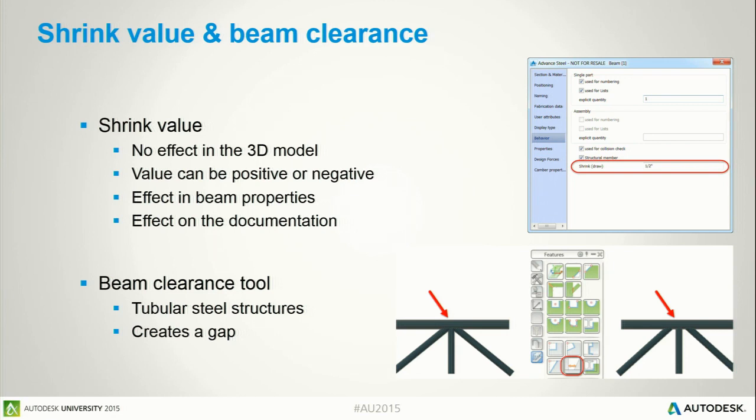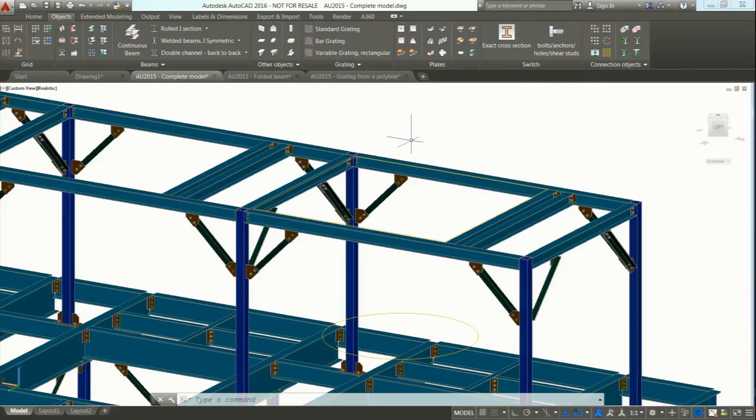Another tool which is great to know, if you are doing some tubular steel structure: if you create the model like that and you would like to define a specific gap, to enter the exact value you would like to set between the tubes, there is a tool in Advanced Steel to do that automatically. So I'm going to show you how it works.